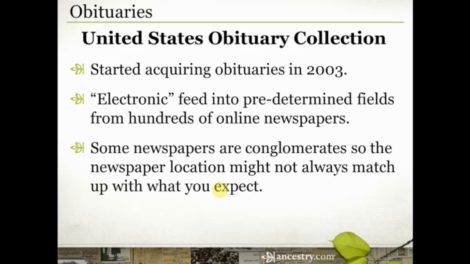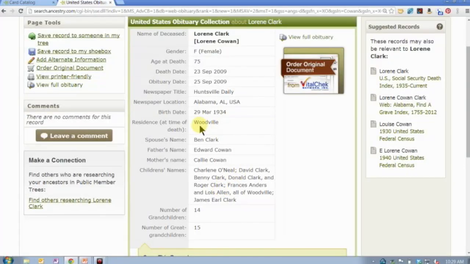This person may have died in Georgia. The obituary may have originally run in a printed Georgia newspaper, but when it got online, it went into a database for a newspaper conglomerate out of Texas. So just be aware that the location might not always match what you're expecting. So you're going to want to pay attention to some of those other locations like residence at time of death. I don't know where Woodville is. I'm assuming that it's near Huntsville, Alabama, but it might not be.